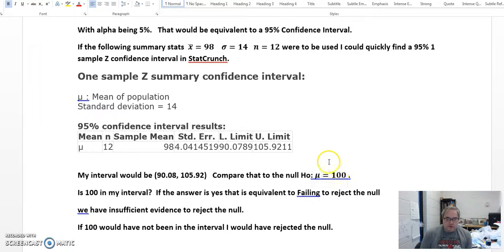And I want to compare that to my null hypothesis, which is I'm testing, is the mean equal to 100? Well, it's very simple. Is 100 between 90 and 105? Yes. So if it's in the interval, you're going to fail to reject. Okay? I don't have evidence to say that the mean is not 100 if my confidence interval is bounding 100. If 100 had not been in the interval, then I would have rejected the null. So it's a pretty black and white test, but it doesn't have a test stat, it doesn't have a p-value. Okay? And when I test you, I'm going to be asking for those things.